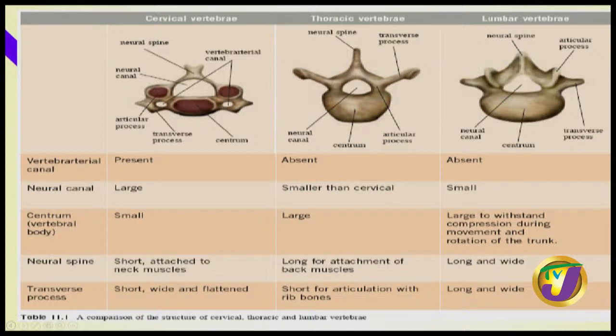All right? So cervical: large neural canal, short neural spine, vertebral arterial canal. Thoracic vertebrae: long neural spine, short transverse processes, which are like the arms of the vertebrae, right? And they have a very small neural canal. The lumbar vertebrae: long and wide transverse processes, long and wide neural spine to facilitate the attachment of powerful back muscles, and they have a very large centrum, right, in order to support the weight of the body.